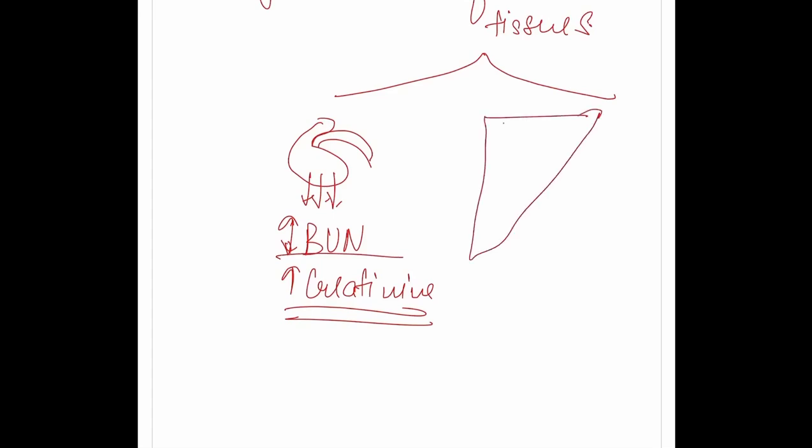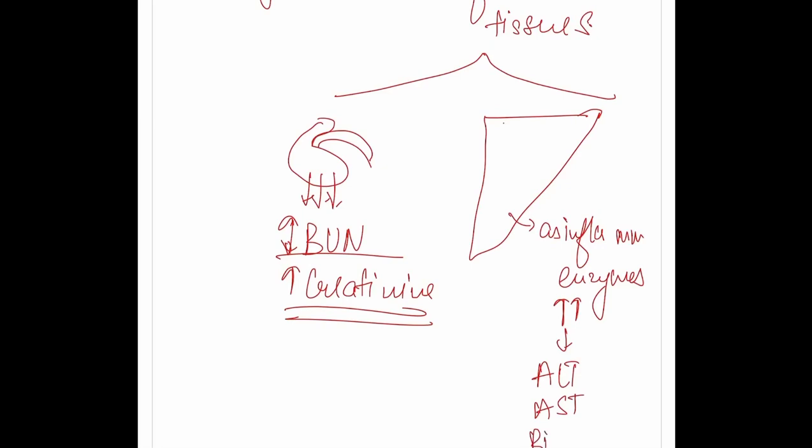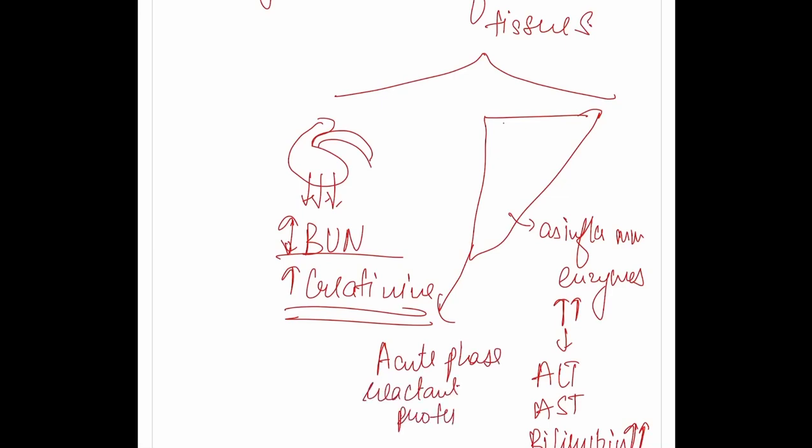The liver is the other organ affected due to this. As the inflammatory enzymes increase in the liver, these enzymes are ALT, AST, and serum bilirubin. As a result of inflammatory response, the acute phase reactant proteins also increase. Examples of these are C-reactive protein, fibrinogen, and interleukin 6.